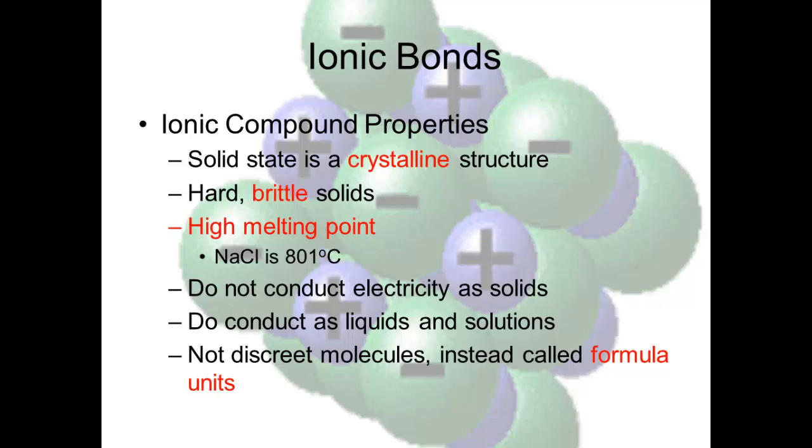The last thing that we need to talk about with ionic compound properties is that ionic compounds do not form discrete molecules. Instead, we have something called formula units. So I'll let you write that down and then we'll talk about what that means.